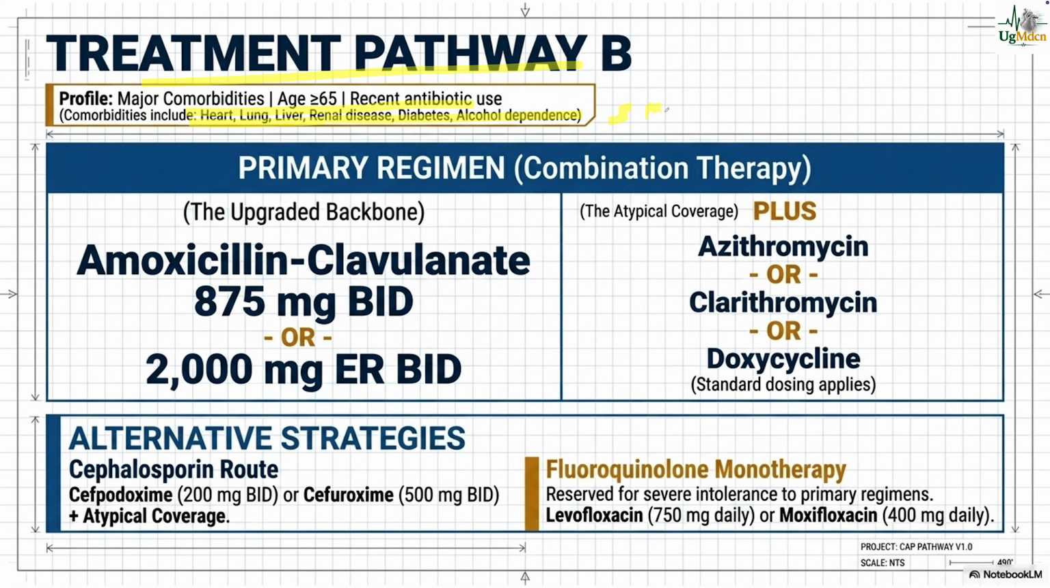The preferred regimen is amoxicillin clavulanate, combined with either azithromycin, clarithromycin, or doxycycline. An alternative option is either a cephalosporin or a fluoroquinolone monotherapy. While fluoroquinolones provide excellent coverage, they carry important adverse effects and should generally be reserved for appropriate situations. In examinations, when you see CAP plus significant comorbidity, think broader coverage.